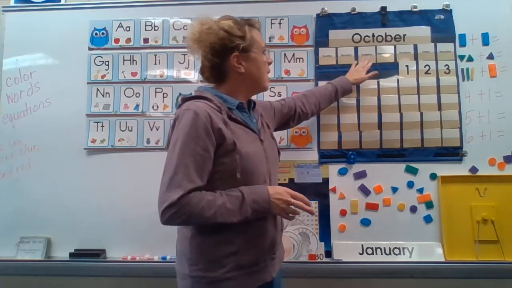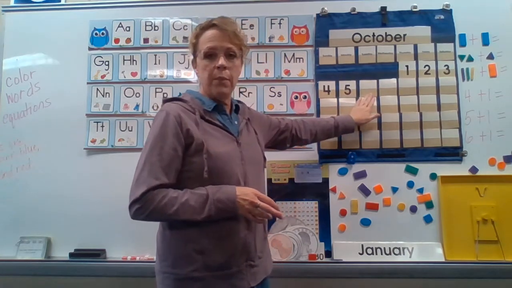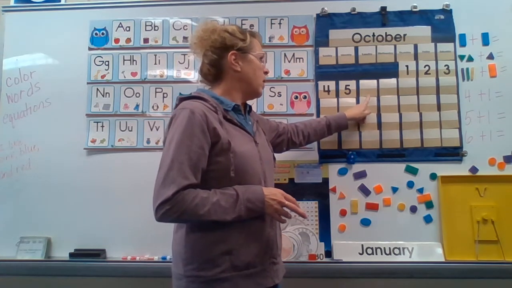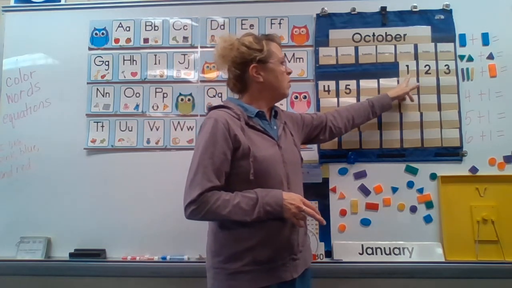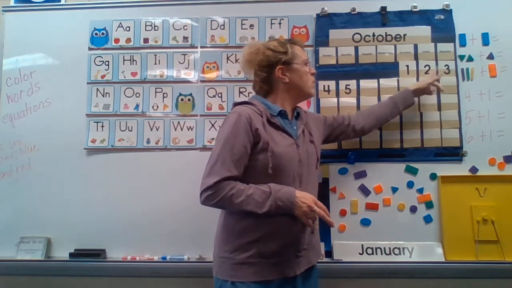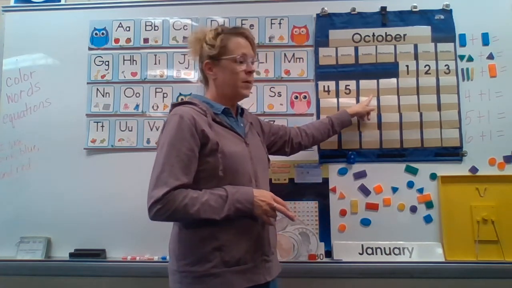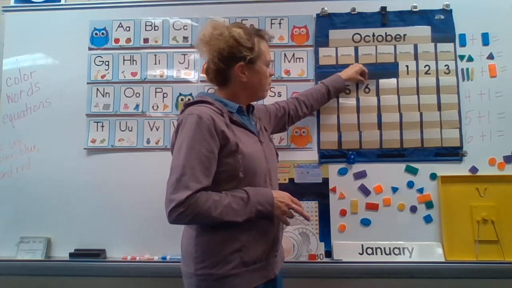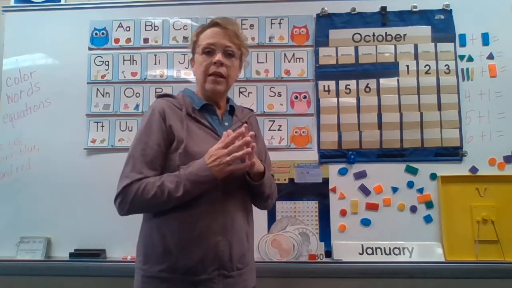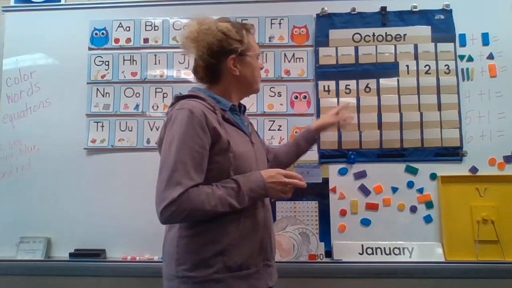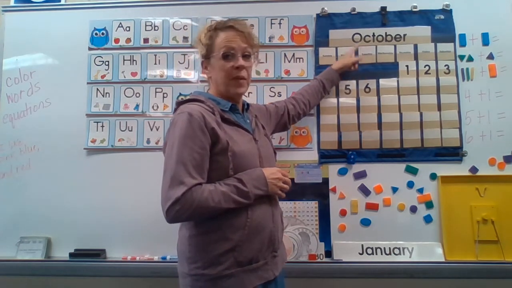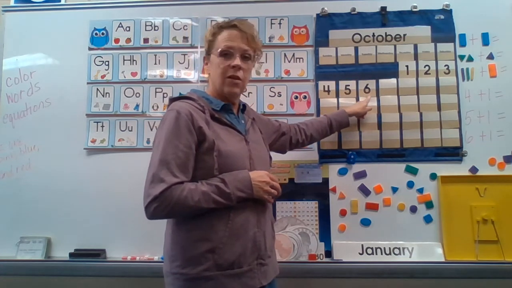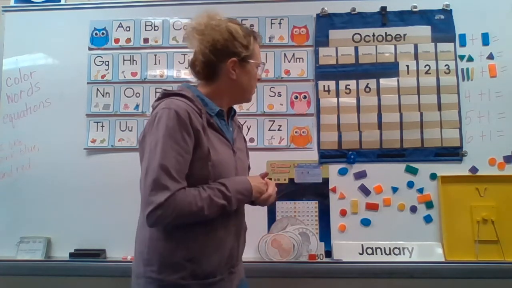So we figured out today is Tuesday. Now we have to figure out what number, what the date is, what number is under this card. So let's count over and see. 1, 2, 3, 4, 5, 6. So let's say the date together. Today is Tuesday, October 6th, 2020. Good job.